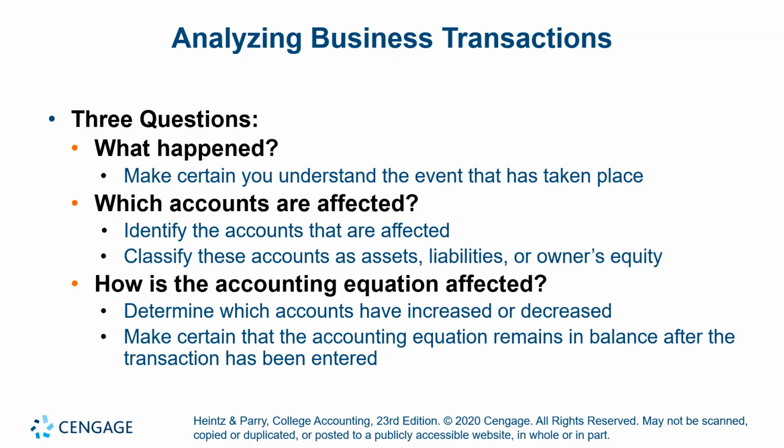All right, so as we are going through the homework problems and the assessment problems, I want you guys to keep these three questions close by. We're talking about analyzing business transactions here, so it's important to ask yourself three questions. We first need to understand what happened, make sure that you understand the event that took place, and then you need to understand which accounts are affected. We need to identify if it was our assets, our liabilities, or our owner's equity. And then the last question you need to ask yourself is, how is the accounting equation affected?